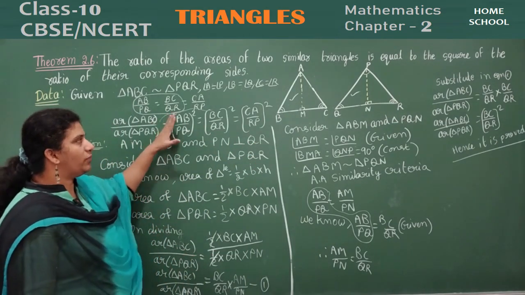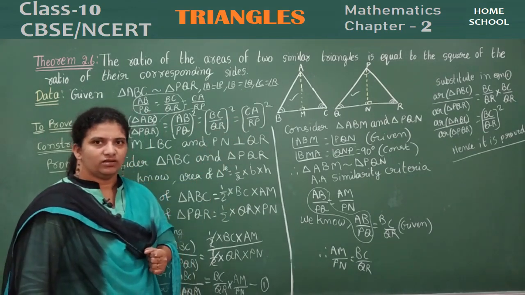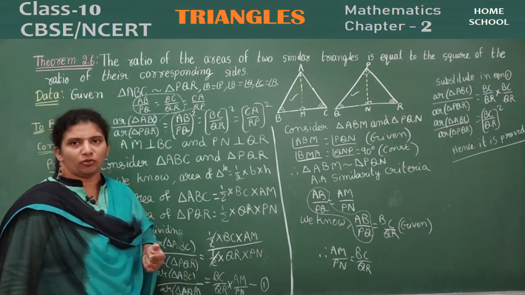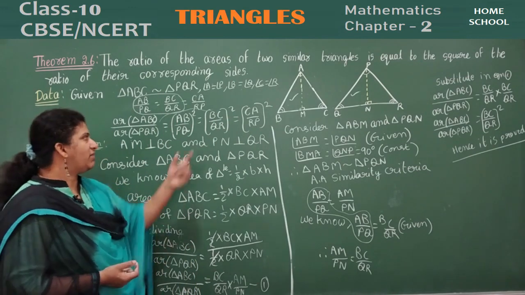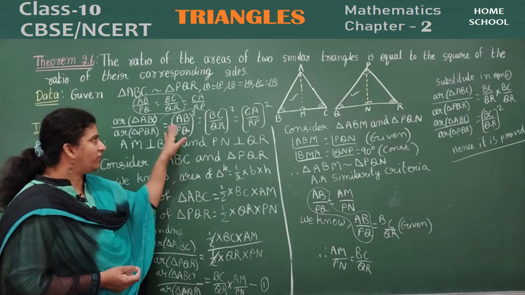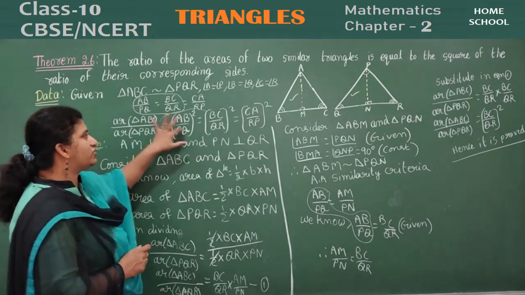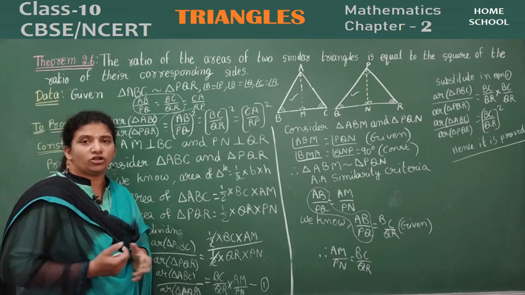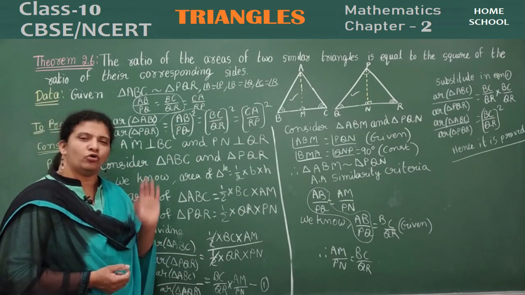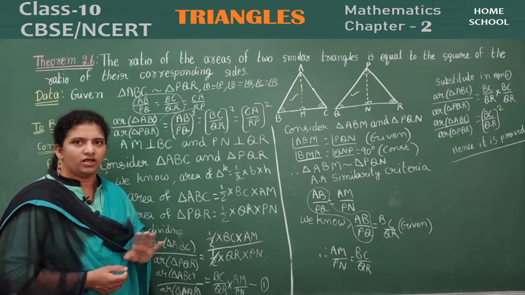So, in your proof, we have given two extra ratios, children. Similarly, you can prove. Suppose in your exam, they give you this ratio equal to this. Then you prove only that, no need of writing these two ratios. Suppose in your exam, they have given this ratio equal to this. Don't feel that your teacher has not taught it. All are the same, similar, children. There is no change.